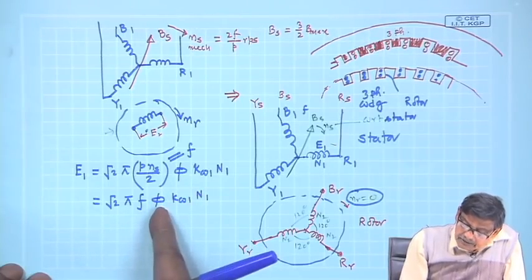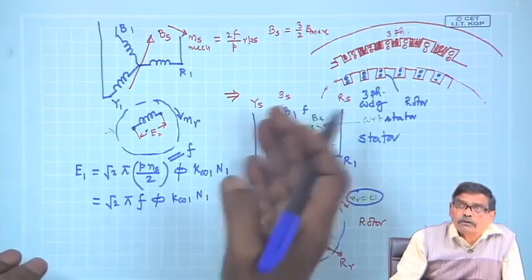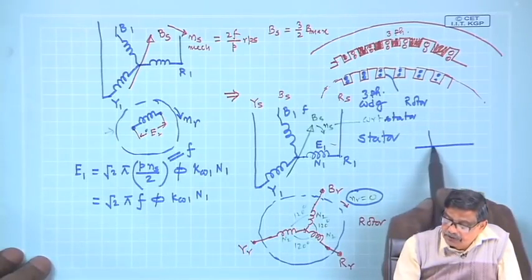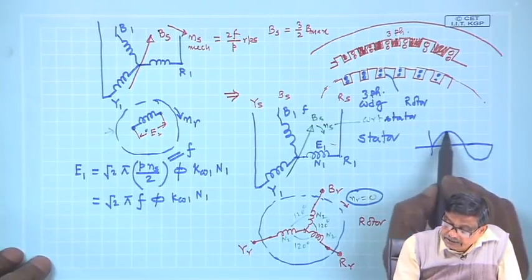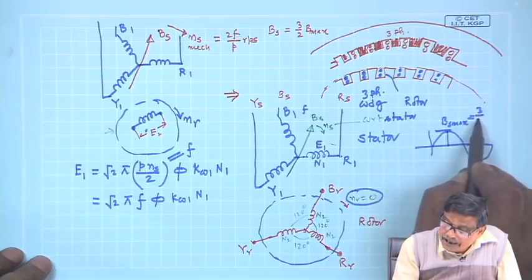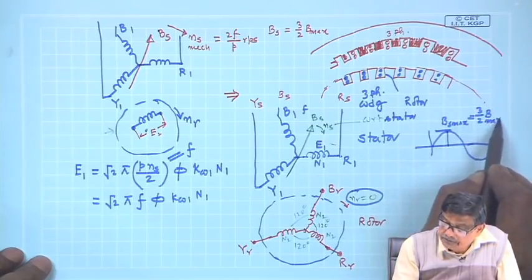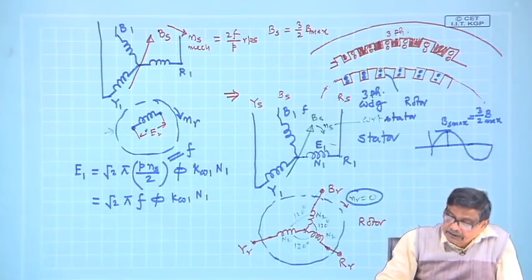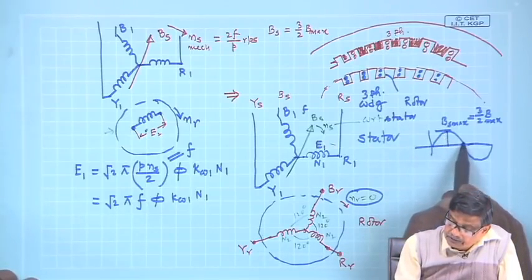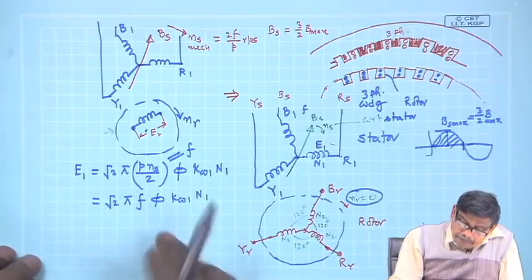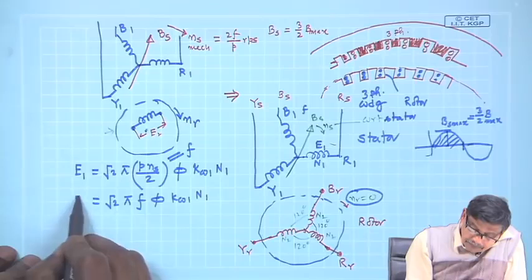And what is phi? Phi is the flux per pole of Bs. If I am drawing it like this, do not forget this Bs maximum is nothing but 3 by 2 B maximum. This you should never forget. What is B max? When that phase carries I max current, whatever is B max. So, I can calculate the flux per pole, what is the area, this, that, 4 by P, etc. So, this is E1.